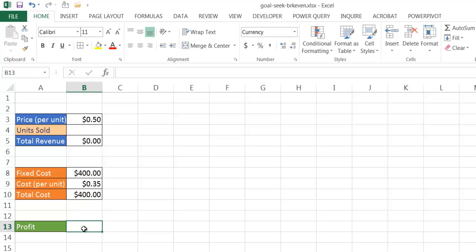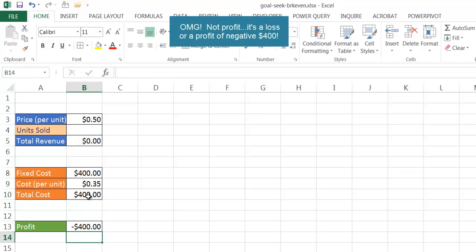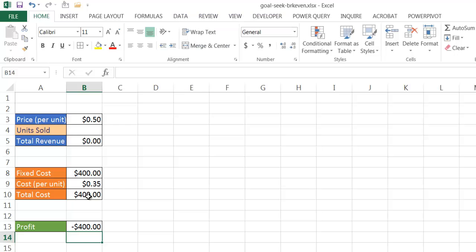So the profit is going to be equal to our total revenue minus the total cost. Right now, since we're making zero units, our profit is going to be negative $400. So how many units do we have to sell to make a profit of $0? Basically, at what point will we break even?